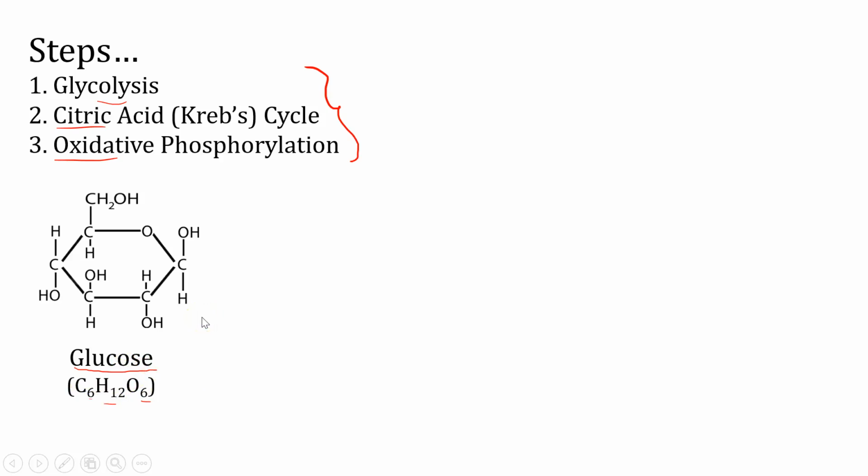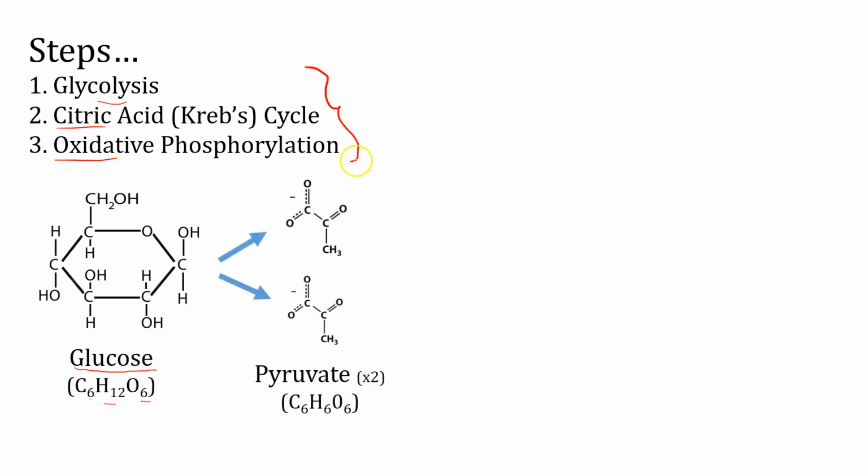Okay, well, what happens first is that that molecule actually gets broken down. So this is a 6 carbon molecule here. It gets broken down into 2 3 carbon molecules. You can see 1, 2, 3, and then there's another 3 here for a total of 6. So we're going from glucose to 2 molecules of pyruvate. This is what is happening in this first part called glycolysis.